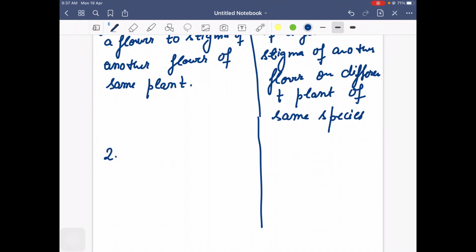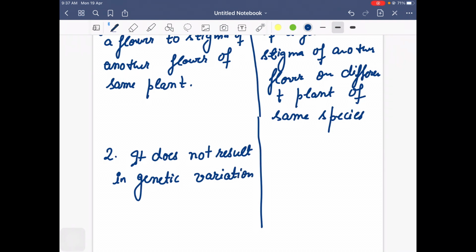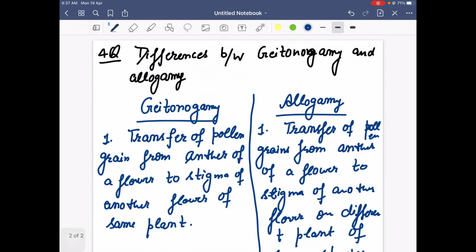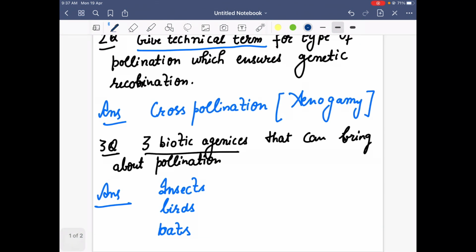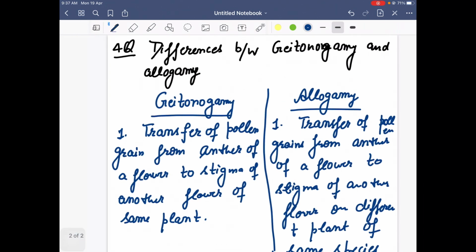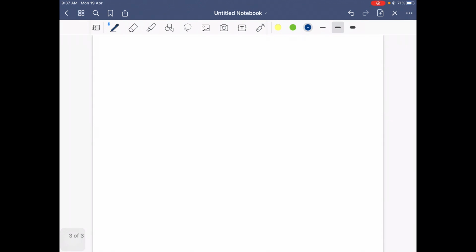And second, you can very confidently write that geitonogamy does not result in genetic variation, but cross pollination, allogamy, definitely results in genetic variation. Many of you must be wondering, ma'am, what is allogamy? Children, we also call xenogamy allogamy. So xenogamy is also known as allogamy.